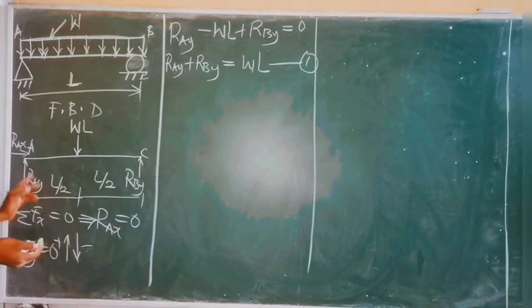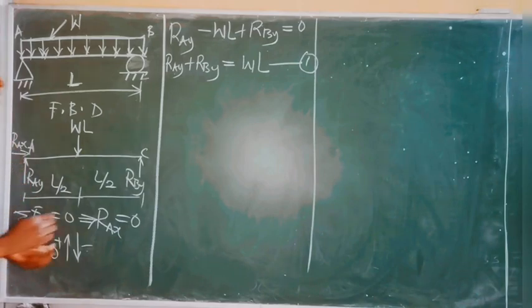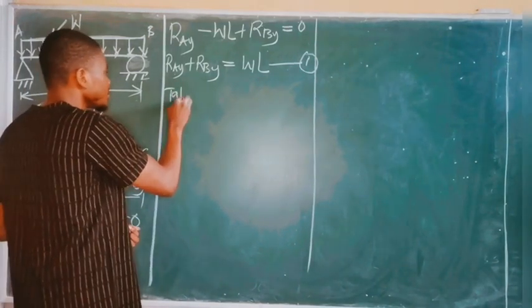And of course, I have two reactions at point A, two unknown reactions, RAX and RAY at point A. So it's wise for me to take moment about point A, so that the moment of this force RAY about that point is 0, because there's no distance between this reaction RAY to that point. Also, the moment of RAX to that point is also 0, because there's no distance between this force and the point. Okay, so we take moment about point A.